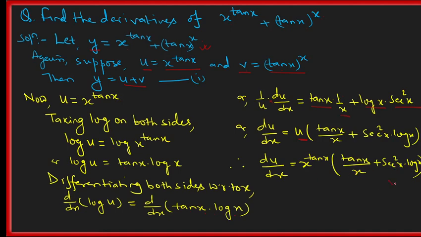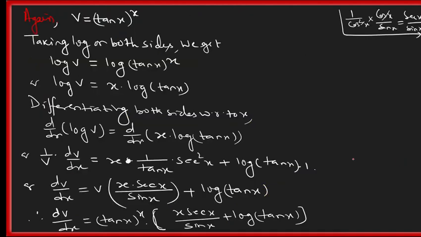U is x to the power 10x, times 10x by x plus sec square x times log x. This is the case first. Du by dx, what we obtain? X to the power 10x times 10x by x plus sec square x times log x. Similarly, for v, we can take v equal to 10x to the power x. Taking log on both sides, in a similar way we can deal with this, we can solve this.